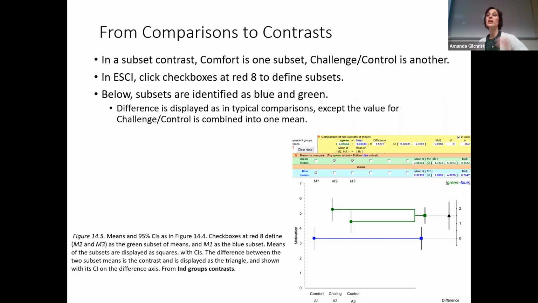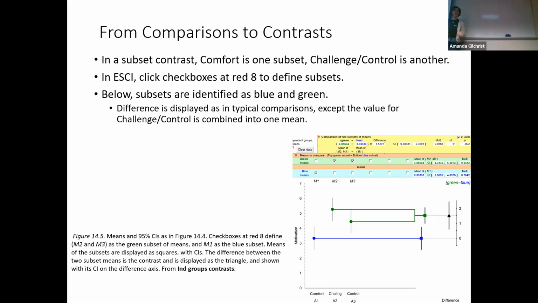So they decided to compare comfort as its own subset and challenge and control as another. So basically, we're looking at the presence of reassurance versus no reassurance. And instead of radio buttons, we now have checkboxes. So for our first subset, we've checked the box for our challenge condition and our control condition. It's going to be its own subset. And what's cool is it's going to calculate a mean based on the average of these two and its own confidence interval. And then we have our comfort subset, which is right here.